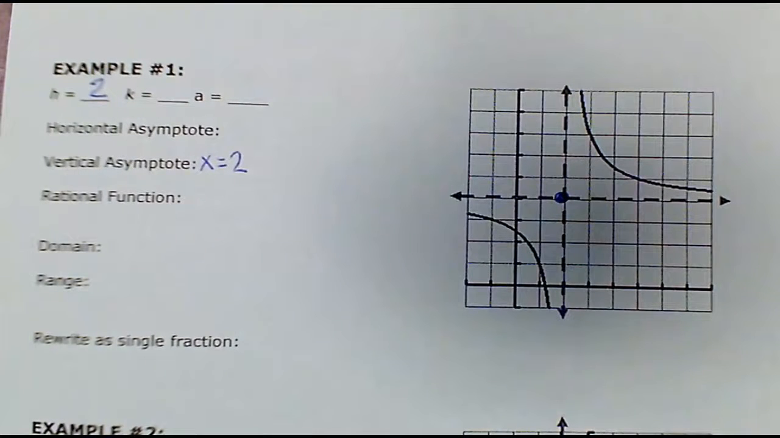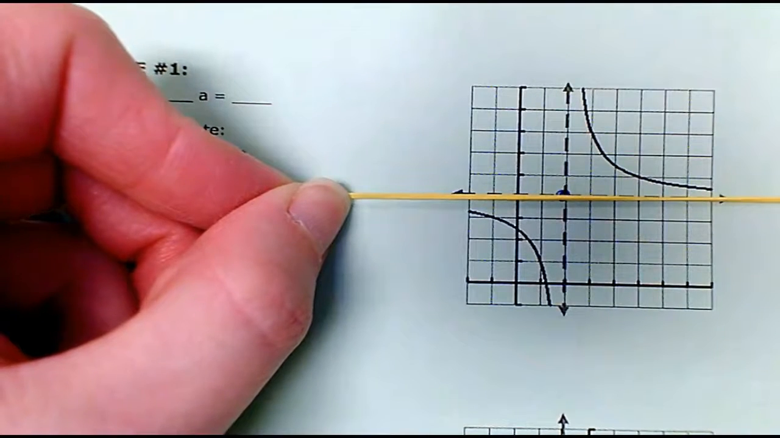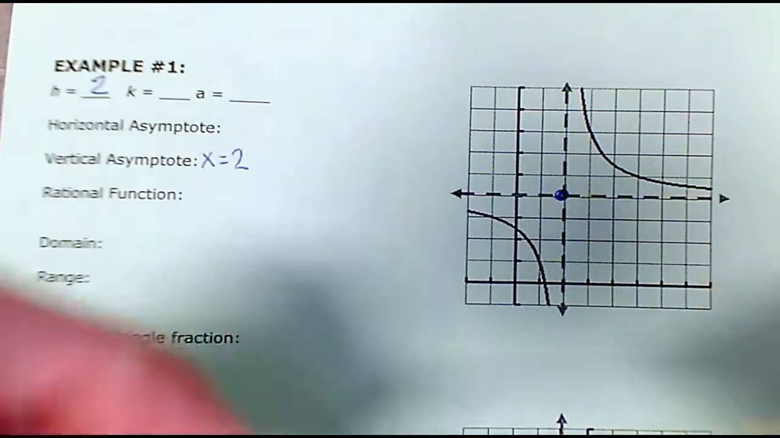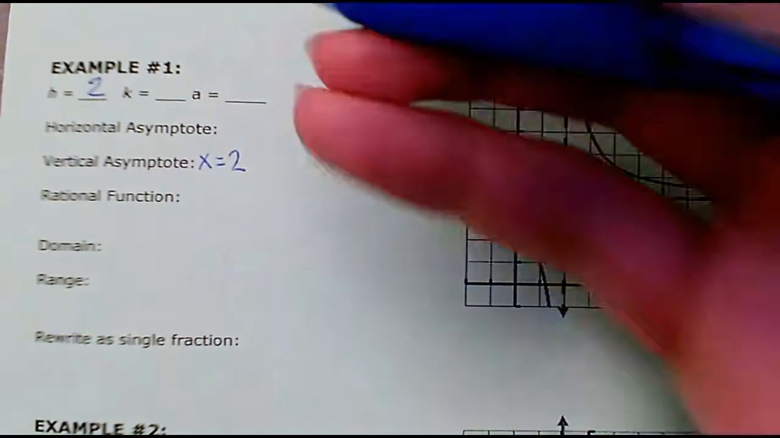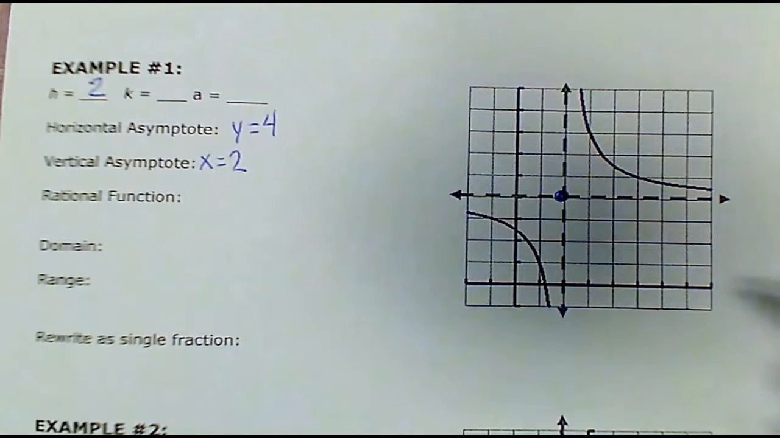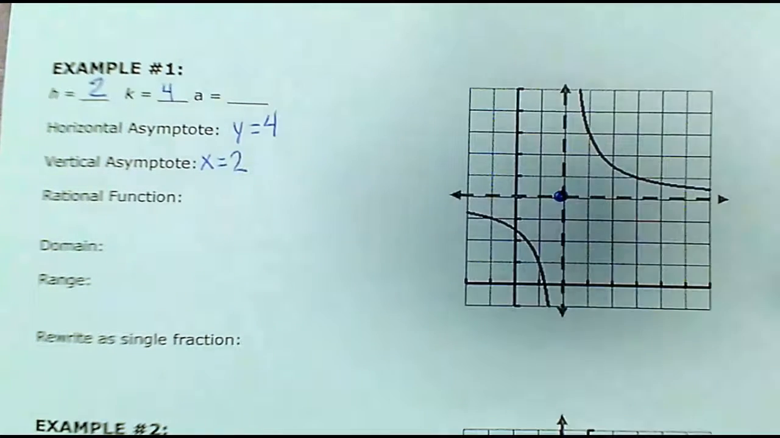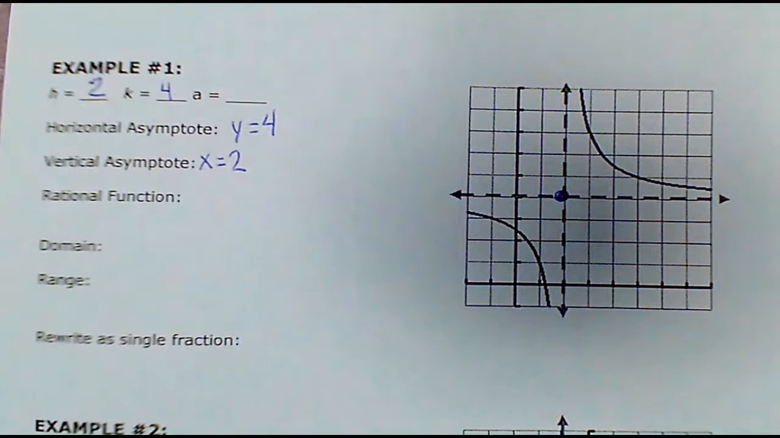Where is the horizontal asymptote? Y equals 4. Thank you for giving me the full equation. Y equals 4 is the horizontal asymptote, which means that the hyperbola is shifted 4 units up, and that's a k value of 4. Remember, k is the amount that you go up.